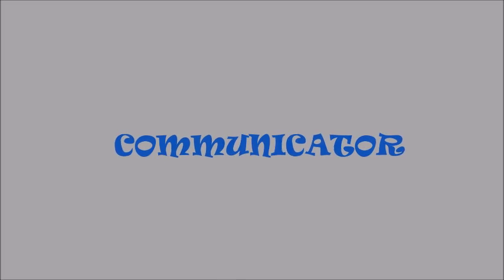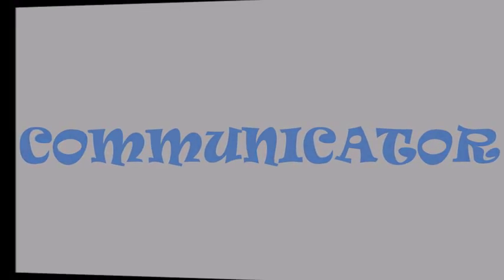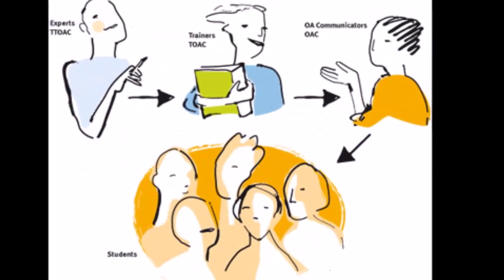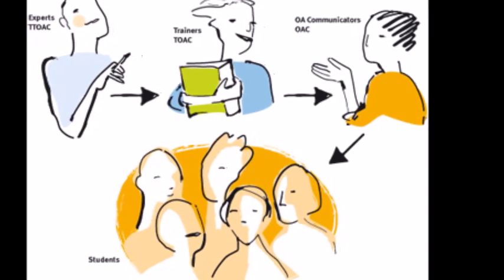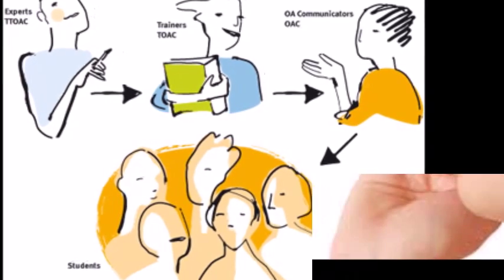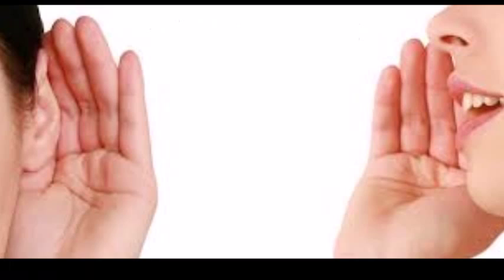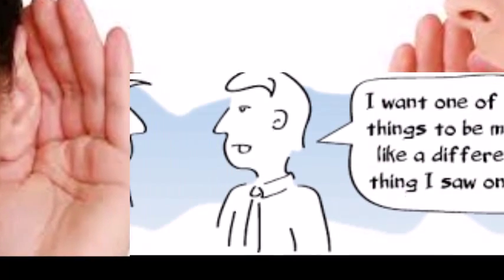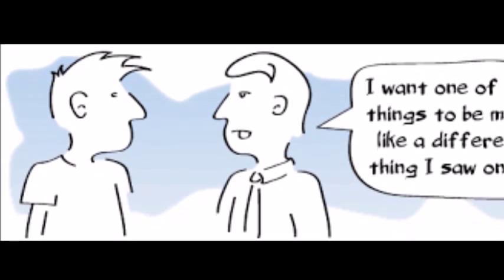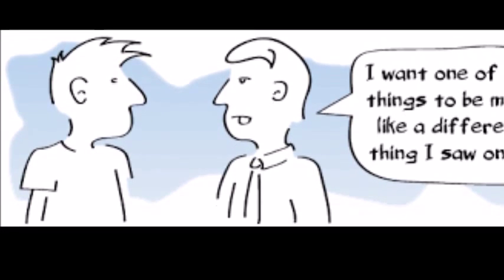The second one is communicator. That's all the people in the interaction, and it is used instead of sender and receiver because when we are communicating with other people, we are not only sending a message, we are receiving messages from others simultaneously.